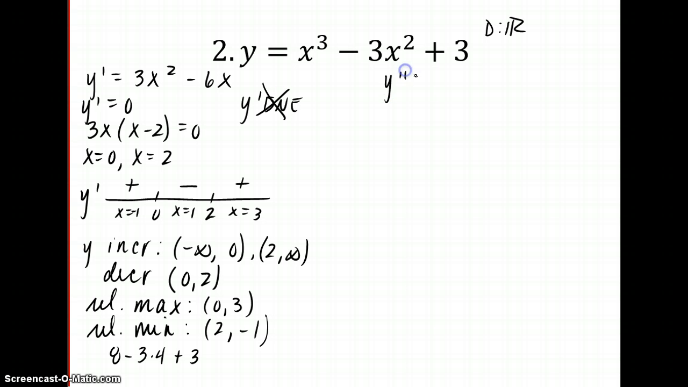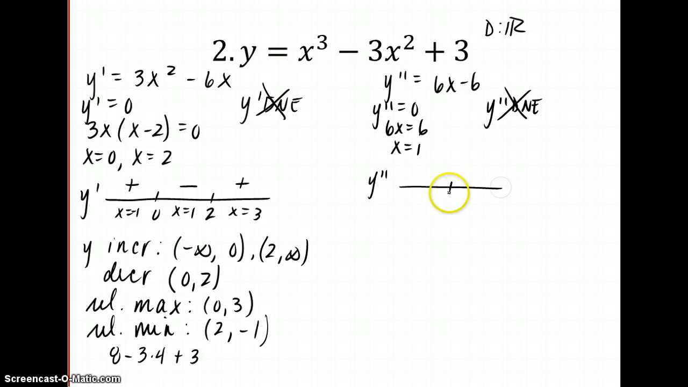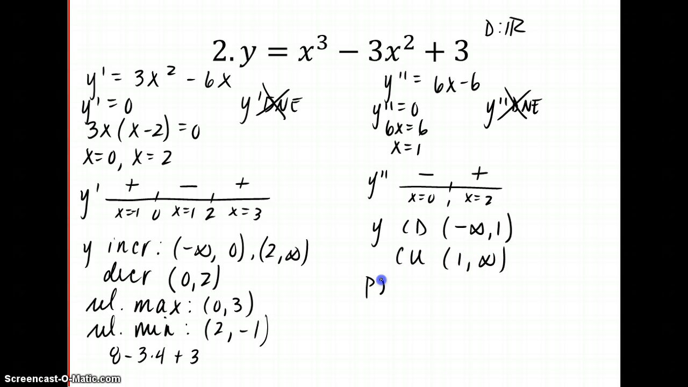Okay, so the second derivative, 6x minus 6. Second derivative is 0 when x equals 1. Second derivative always exists. Putting 0 into the second derivative gives us a negative value. Putting 2 in will give us a positive value. So y is concave down from negative infinity to 1. Concave up from 1 to infinity. And a point of inflection is at 1.